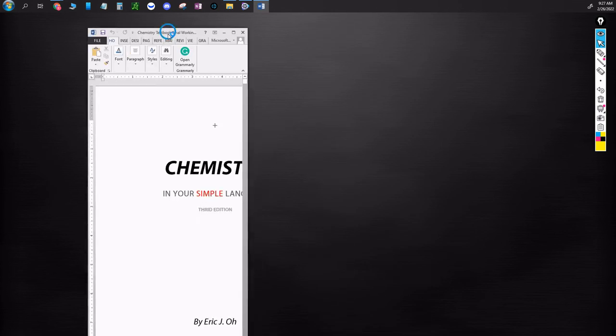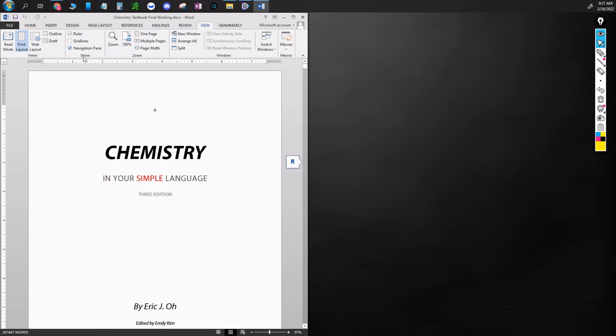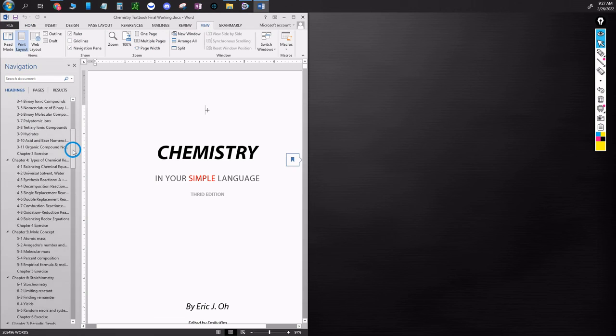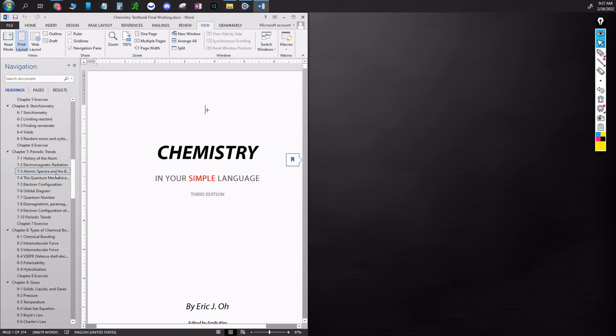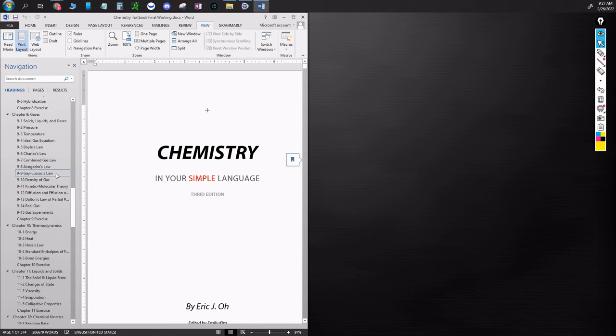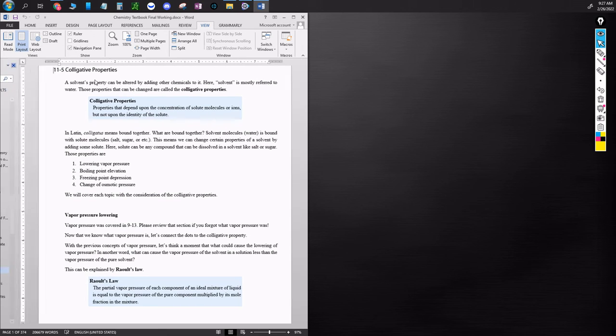Okay, hopefully things are clear at this point, and we took care of that part. Okay. All right, here we go. Let's go into the navigation panel. All right, colligative properties, solutions, Charles's law, gas law. Okay, there you go. All right.